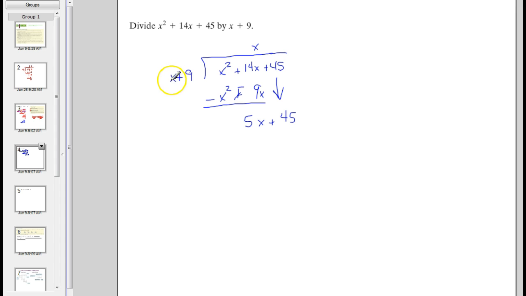Okay, and then what do I multiply x by to get 5x? Now I'm down here, I'm no longer up here in this problem. So what do I multiply x by to get 5x? I multiply it by a positive 5. 5 times x is 5x. 5 times 9 is 45. Right, and then subtract, meaning change your signs. So again, I get a 0. So x plus 5 is my answer. Once again, this one's factorable. X squared, I could write it as x plus 5 times x plus 9.